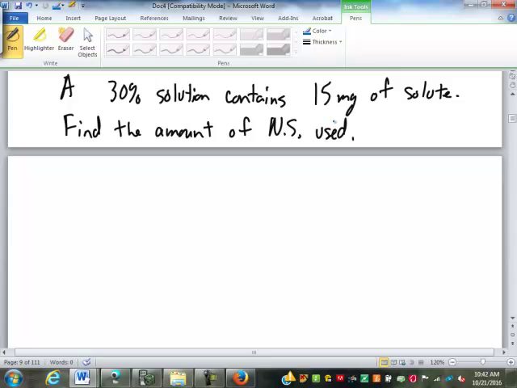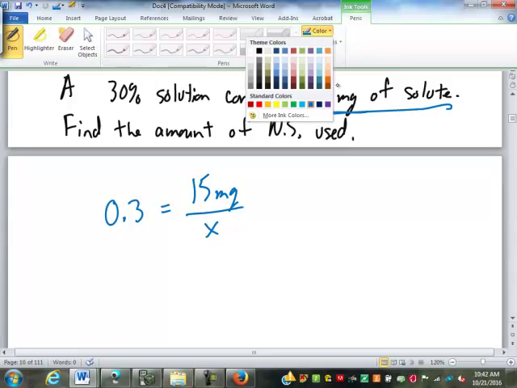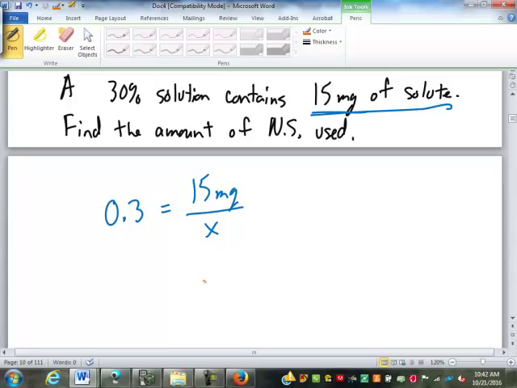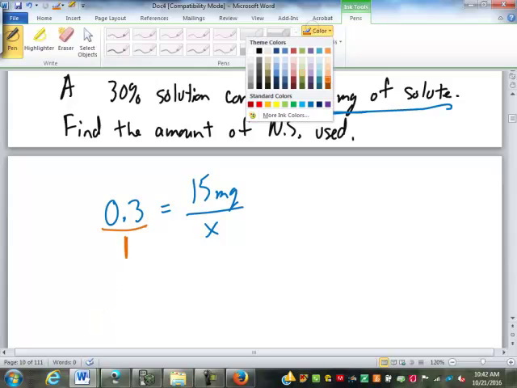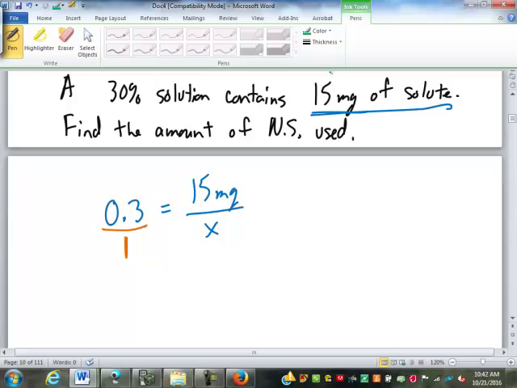So 30% means 30 out of 100, or 0.3, however you want to write it. That's going to equal the 15 milligrams is the amount of our solute. That goes on top. We're going to find X on bottom here, which is going to be our total amount. To find X down here, I could have used 30 over 100, then I just cross multiply and divide. If I use 0.3, I'm going to do something similar. I'm going to put 0.3 over 1 so that I can still cross multiply and divide.